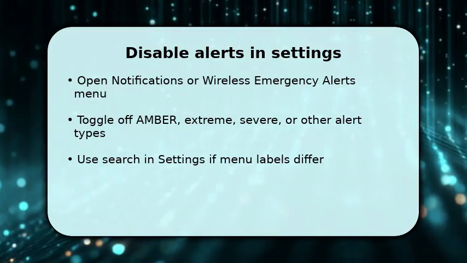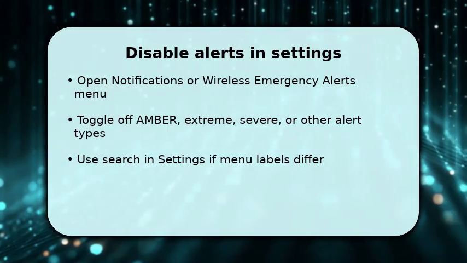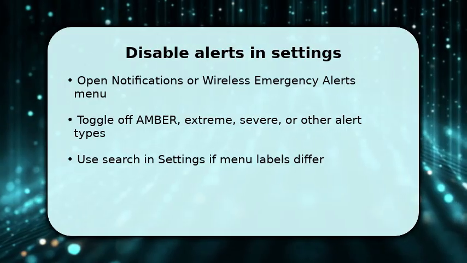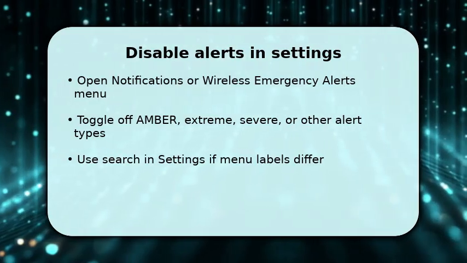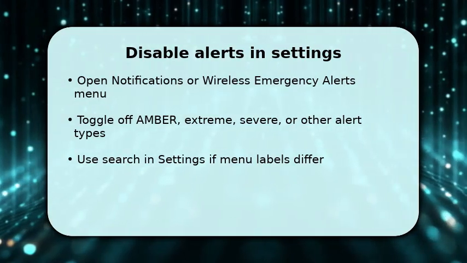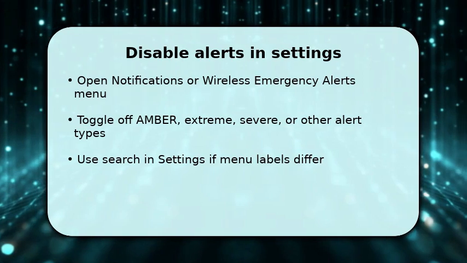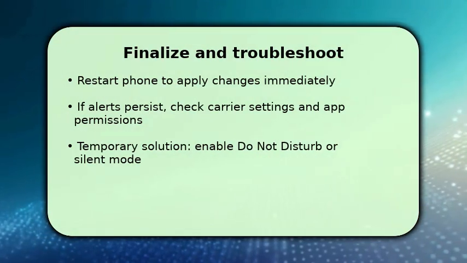Make sure to confirm any prompts. If labels differ, use the settings search bar for exact words like emergency or wireless. Finish by restarting your phone so the changes take full effect. Once restarted, test by reviewing alert settings again.